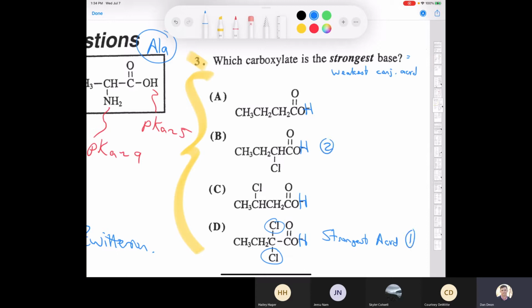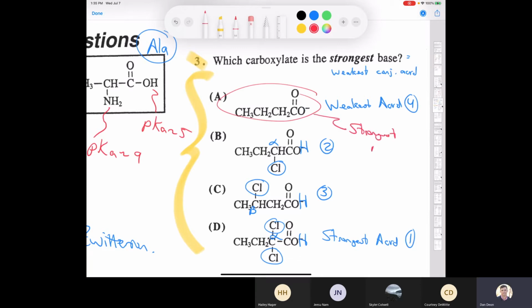This one would be the second strongest acid because it has only 1 chlorine. This one would be the third strongest acid, because it's got 1 chlorine, but it's beta to the carbonyl. This one is alpha, this one is beta. These are both alpha. And this one has no electron withdrawing groups, so it has no inductive effect. Therefore, this one is going to be the weakest acid, and so the conjugate base is going to be the strongest base. Give me a thumbs up if you follow me on that one.